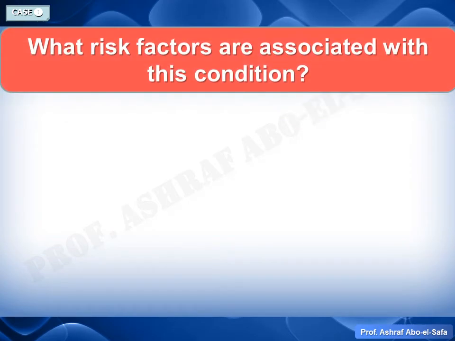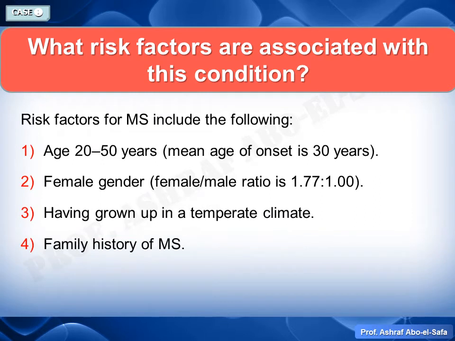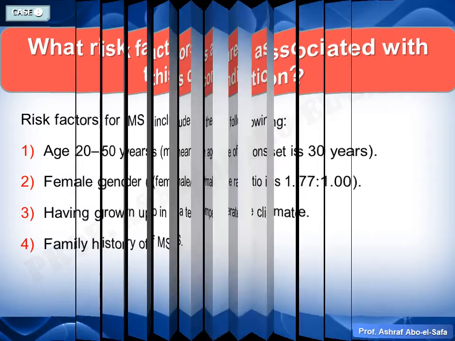What risk factors are associated with this condition? Risk factors for multiple sclerosis include the following. Age, 20 to 50 years. The mean age of onset is 30. Female gender. The female to male ratio is 1.77 to 1. Having grown up in a temperate, moderate climate. Family history of multiple sclerosis.